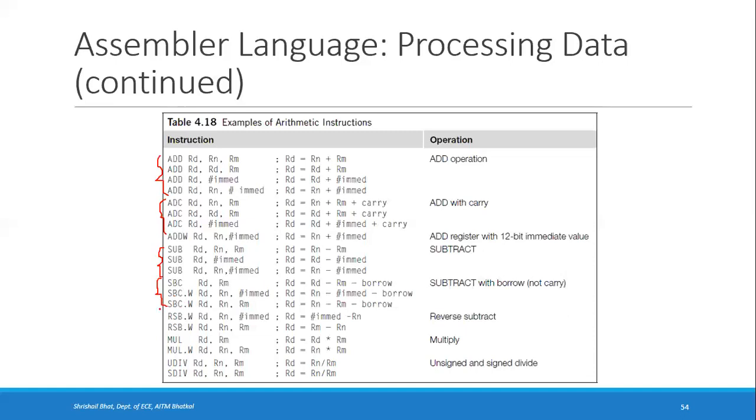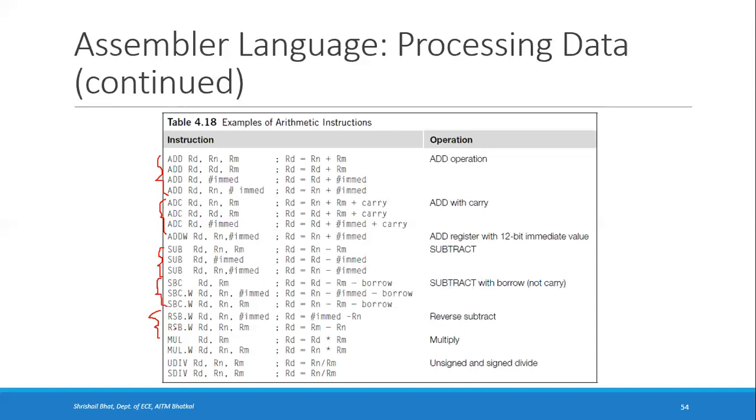Just like SBC, you have RSB. RSB stands for reverse subtract. On contrary to subtract, you have reverse subtract. If you write RD, Rn, hash immediate, a normal subtract would compute Rn minus immediate, but in this case it subtracts the opposite way, immediate minus Rn, and the result is stored in RD. Similarly, RD, Rn, Rm will subtract Rm minus Rn and store the result in RD. That is the reverse way, instead of reversing the order in the instruction itself.